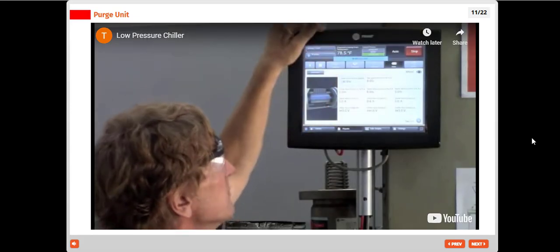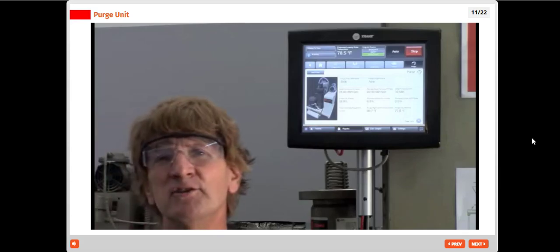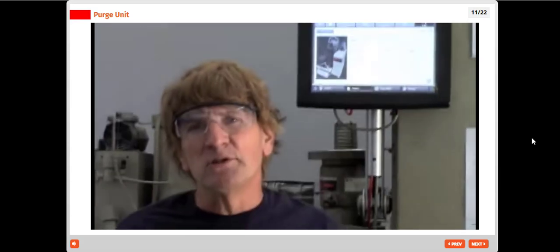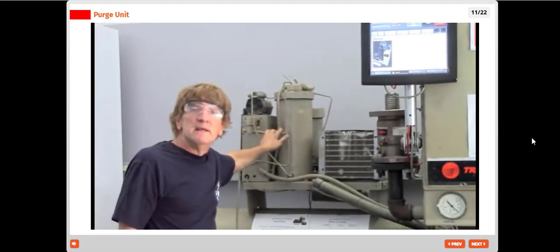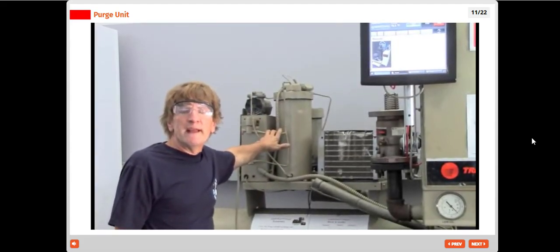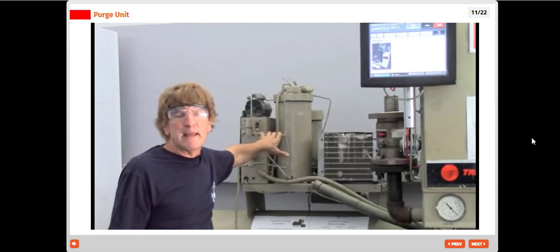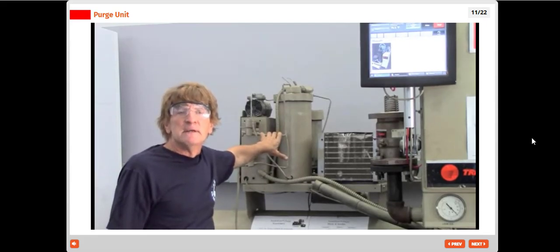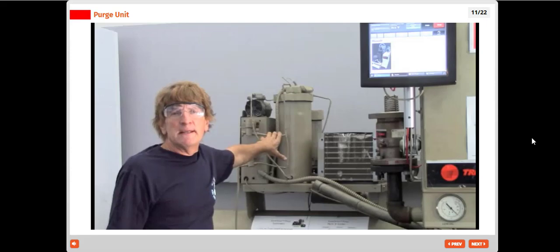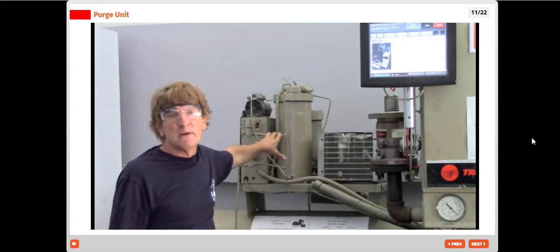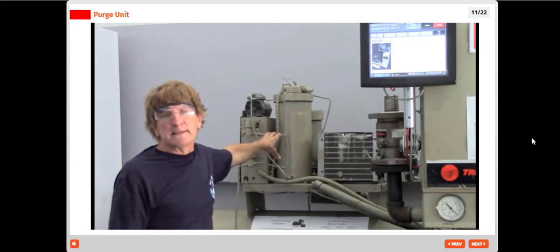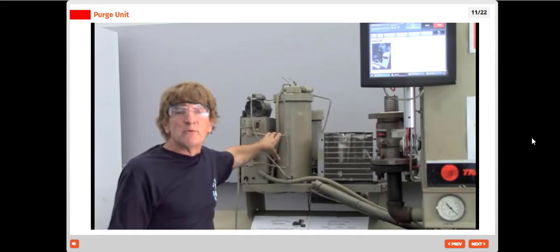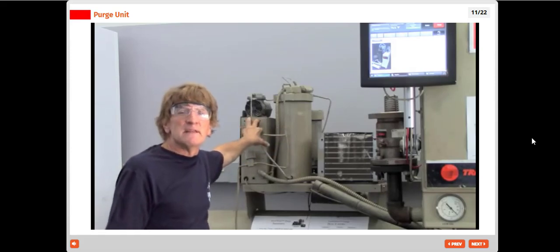The purge. Now, on these units, the purge, which is over here, is used to remove any air or contaminants that get into the system. The evaporator is generally in a pressure less than atmospheric, so it's in a vacuum, especially while it's running. Because of this, air will get sucked in, and we need some way to remove it. So we use the purge.